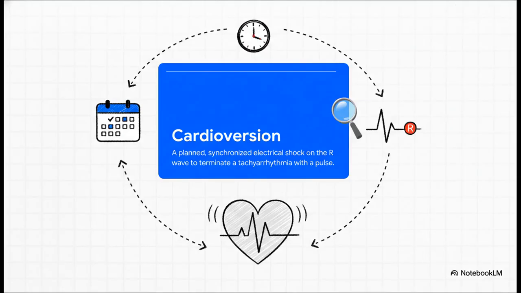This definition right here is packed with NCLEX keywords. Let's pull them apart. First, it's planned, which tells you this isn't usually a chaotic code blue situation. Second, and this is the most critical part, it's synchronized. The machine is smart. It times the shock to land perfectly on the R wave. And third, and this is non-negotiable, the patient must have a pulse. No pulse, no cardioversion, period.